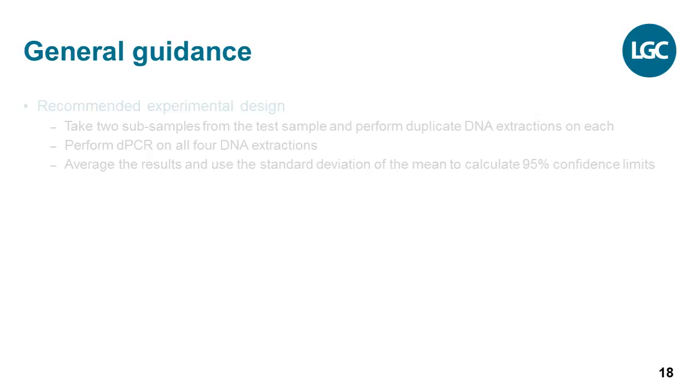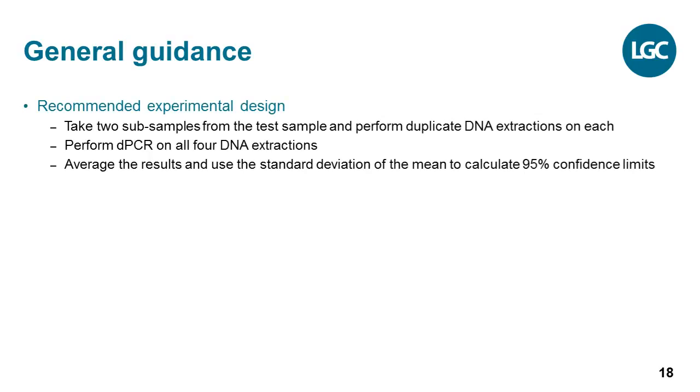The following guidance may prove useful in designing and analysing digital PCR experiments. As a general rule of thumb, it is recommended that at least 2 subsamples are taken from the laboratory sample and that dual DNA extractions are performed on both. Digital PCR should then be performed on each of the extracted test samples and the results averaged across the multiple repeats. Confidence intervals should be calculated using the standard deviation derived for the pooled data.